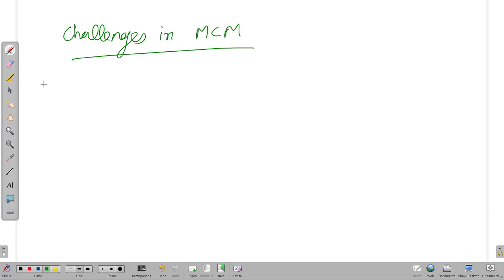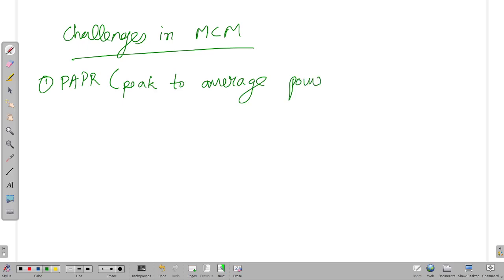We'll first talk about PAPR, which is known as peak to average power ratio. Peak to average power ratio, peak power divided by the average power. And we'll see how this comes into picture, how can we avoid it, different methods to reduce the PAPR. Are we able to completely reduce PAPR? Do we lose something by doing it? And things like that.